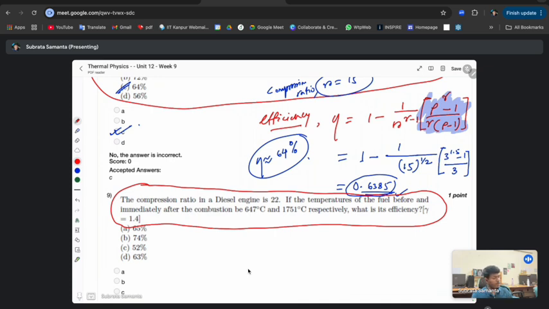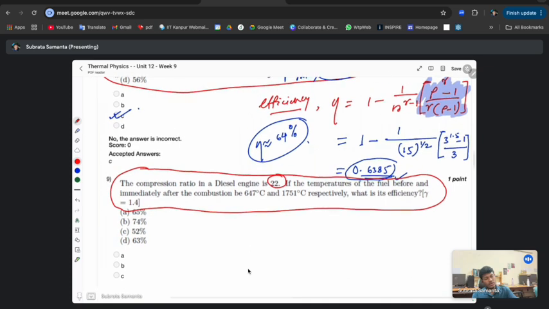So the compression ratio in a diesel engine is 22. Again the r value is given, the compression ratio is 22. If the temperature of the fuel before and immediately after the combustion is 647 and 1751 degrees centigrade, then your T1 is 647 degrees centigrade. If you convert into Kelvin, this is 647 plus 273.